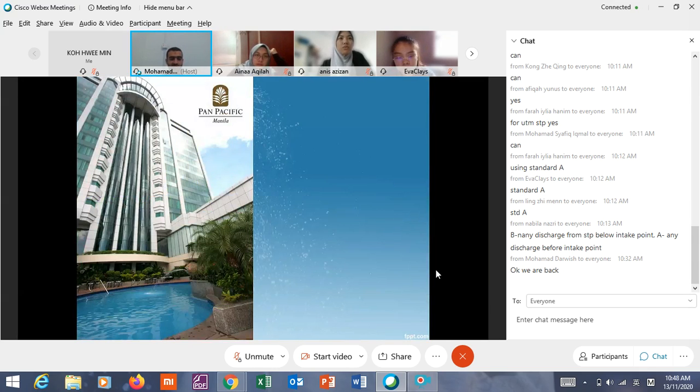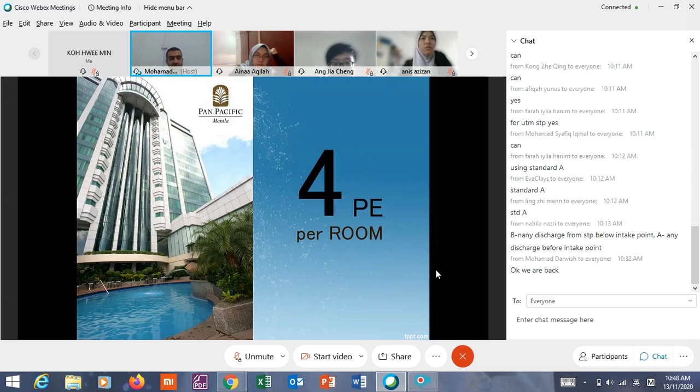And for the hotels, it's the same, but we use it per room, not per area or per story. No, it's per room. How many rooms in the hotel? For each room, we calculate 4 PE.